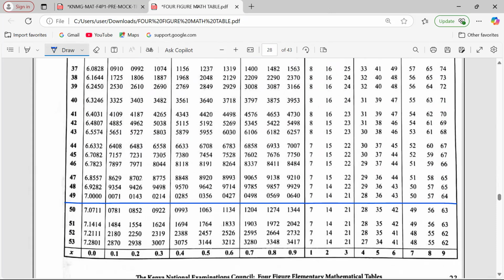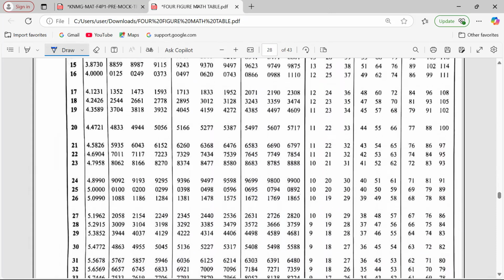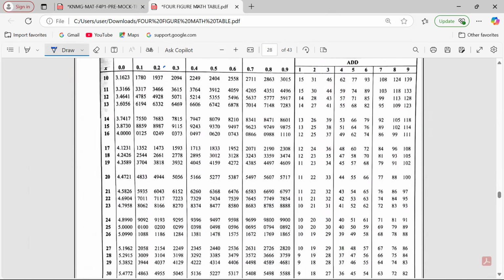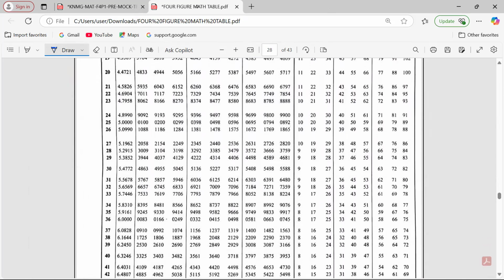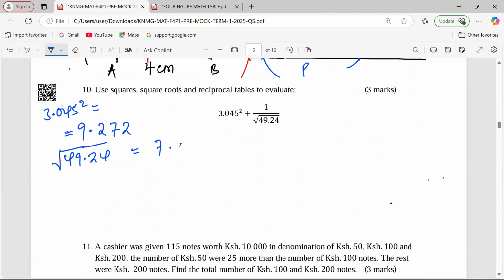49.24: 2 and 4. So we check where point 2 intersects with the row. And remember, for square root, we are starting with 7 point, so 7.0143. Then we are adding what?